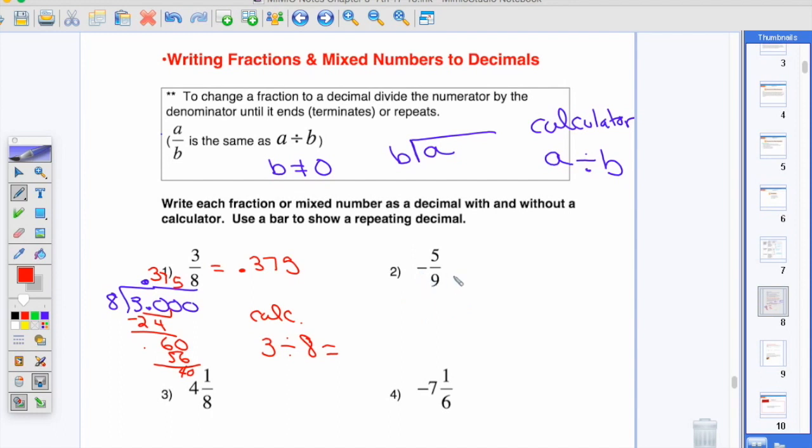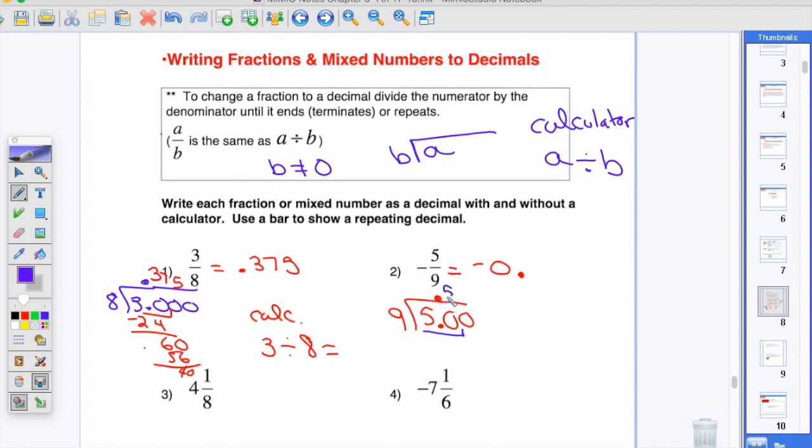Number 2 is a negative. So we need to make sure that when we do our answer, it is negative. So we're going to put a negative in right away. Since there is no whole number or integer out in front, this is a proper fraction, there's not going to be anything in front of your decimal. So we can put a 0 in to fill it as a placeholder. So our 5 goes inside, our 9 goes outside, add a decimal point and a couple zeros. Bring your decimal point straight up.